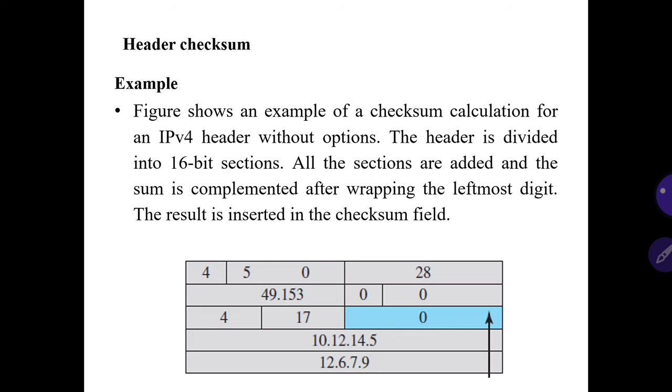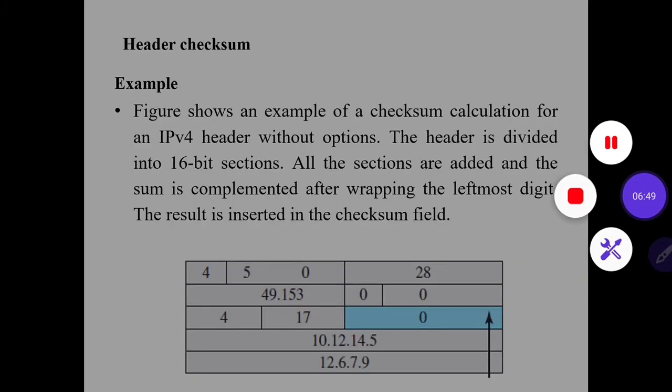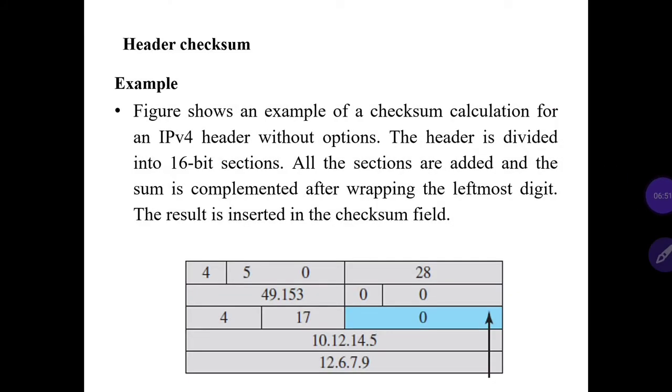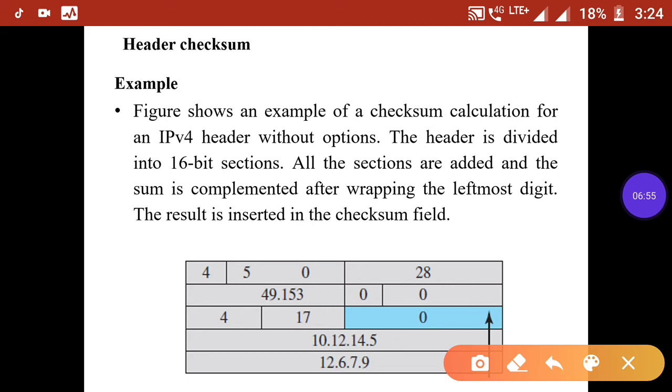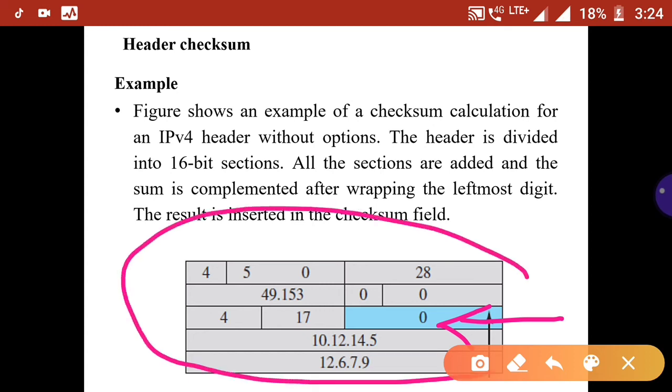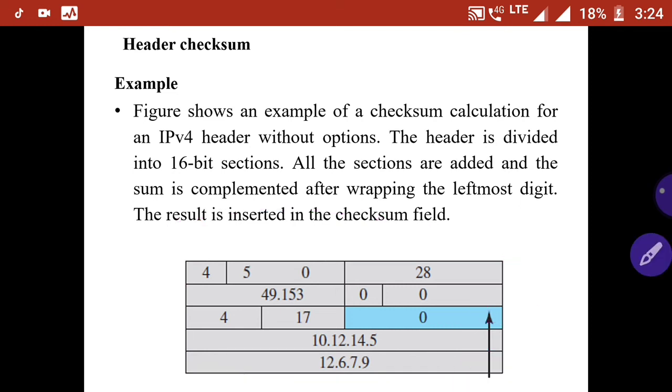The header checksum is calculated using this mechanism. The figure shows the different fields in number format. By this, you can calculate the checksum. The 16-bit checksum is inserted at this point. The checksum is calculated for this whole datagram. So how can we calculate it? We'll see in the next slide.